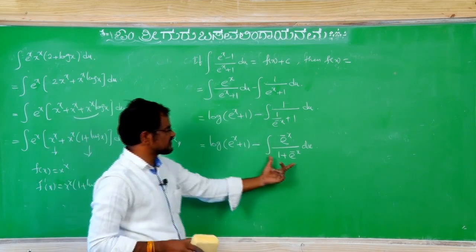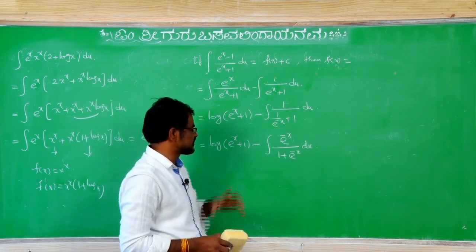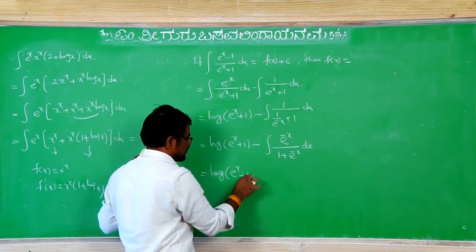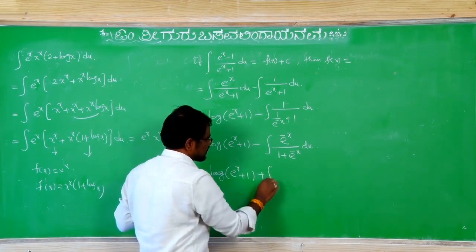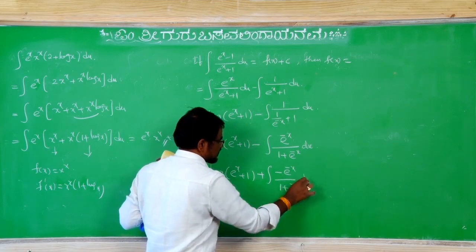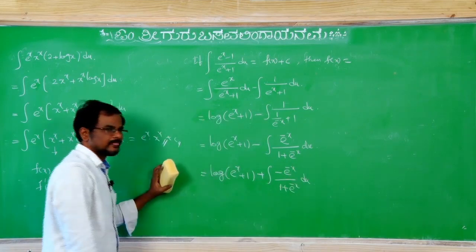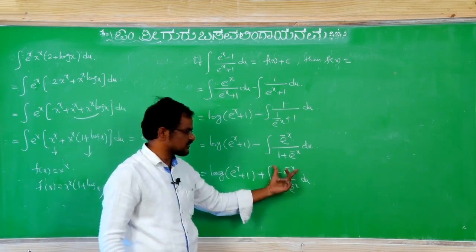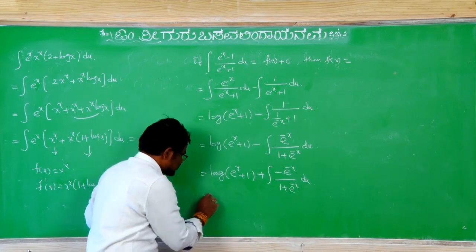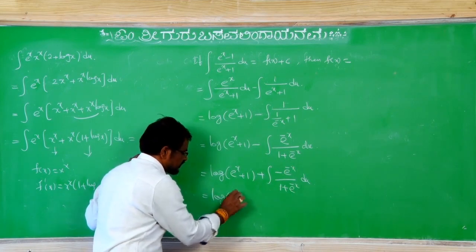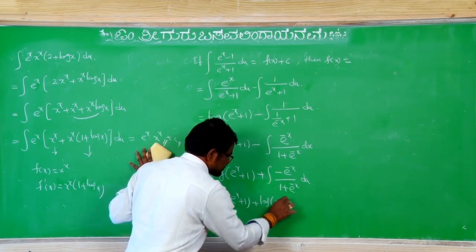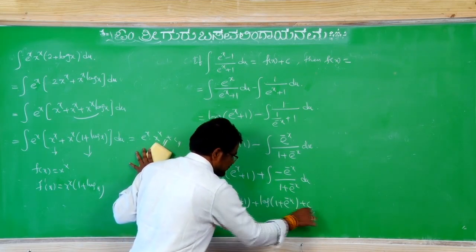Now if you do the differentiation for this one, what you will get? Minus e power x you will get. So that's why I will take this as log of e power x plus 1, here plus, if you take here minus, you will get minus e power minus x by 1 plus e power minus x dx, right? Now it is in the form of f dash x by f of x form, that is equal to log of e power x plus 1 plus log of 1 plus e power minus x plus c. This is our final answer.